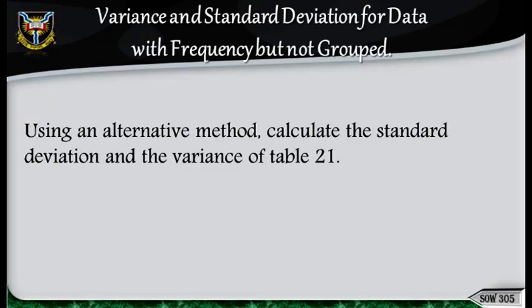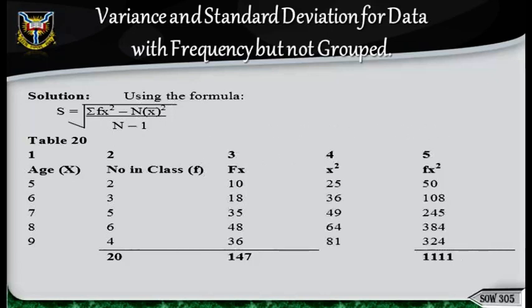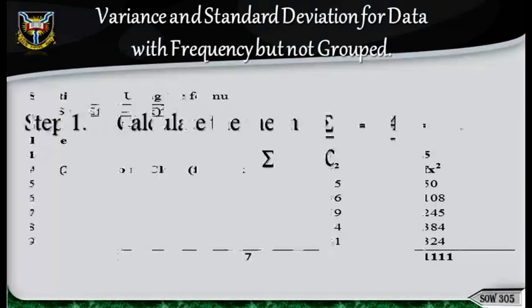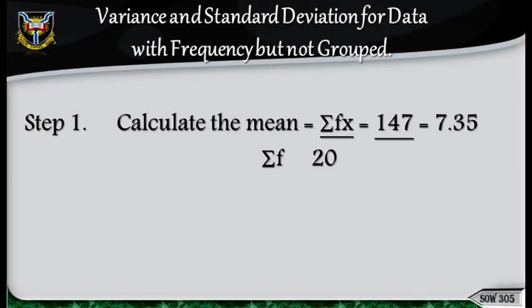Using an alternative method, calculating the standard deviation and the variance of table 21. Solution. Using the formula s is equal to the square root of the sum of fx squared minus n x bar squared, all over n minus 1. Step 1. Calculate the mean, equals sum of fx over sum of f, is equal to 147 over 20, is equal to 7.35.